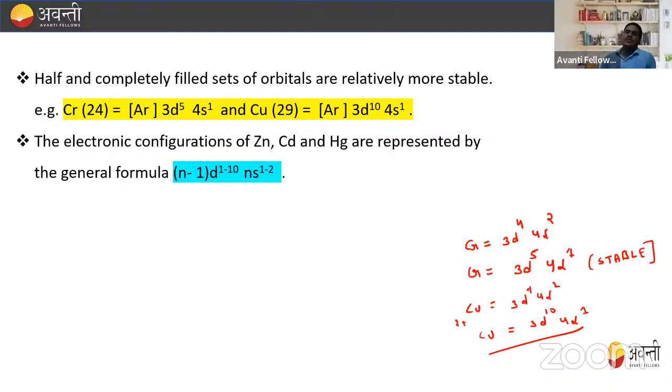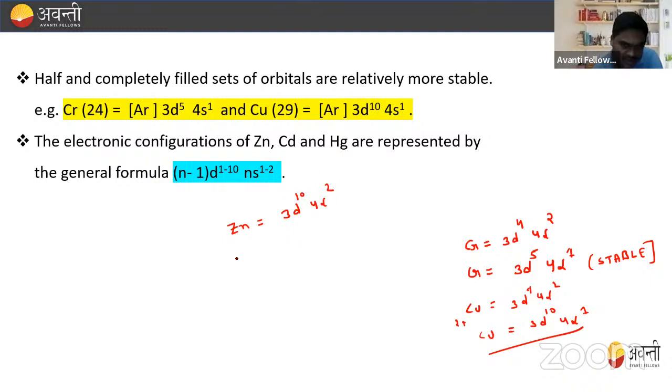Okay. Now the electronic configuration of zinc, cadmium, and mercury that we already discussed is represented by the formula (n-1)d10 ns2, right? So how will you represent it? Because they have a fully filled electronic configuration, right? Like if I'm talking about zinc, they have an electronic configuration of 3d10 and 4s2, right?